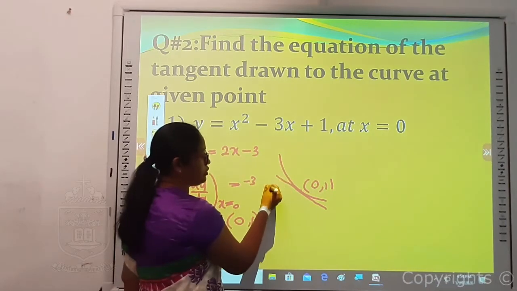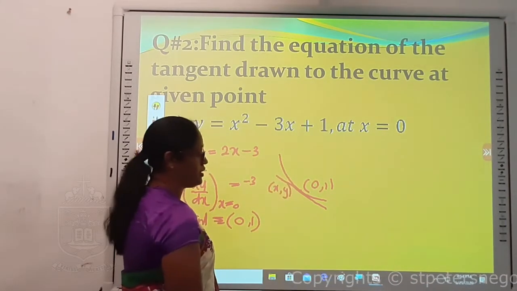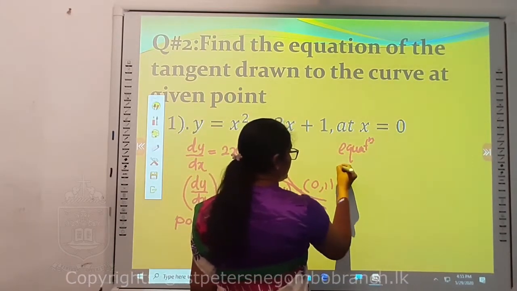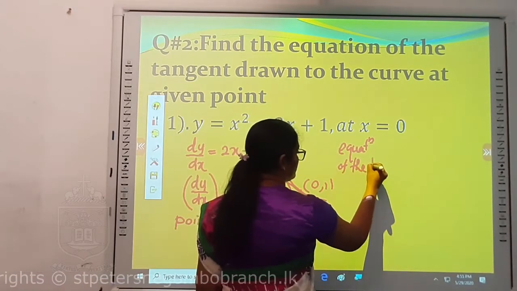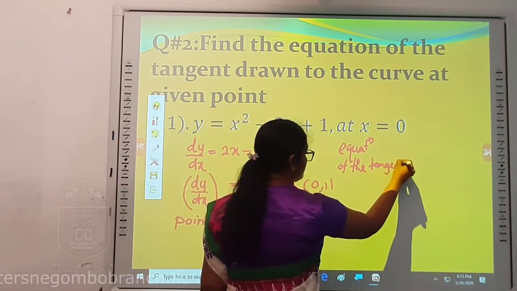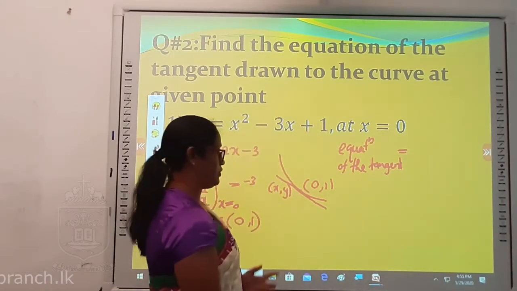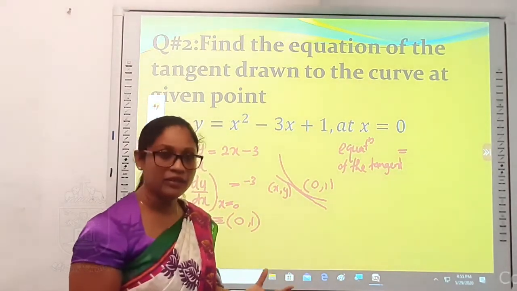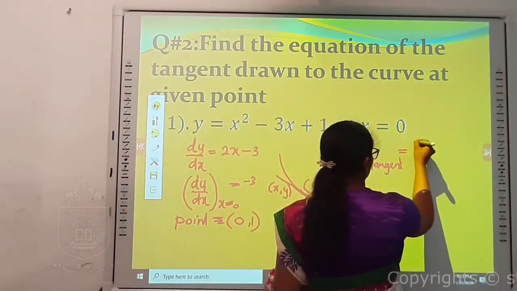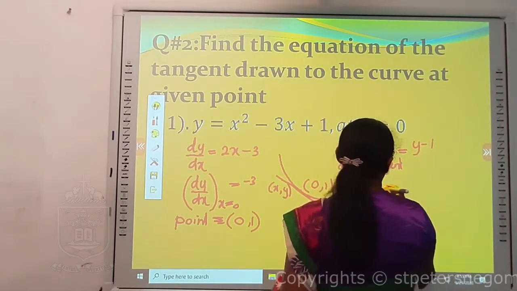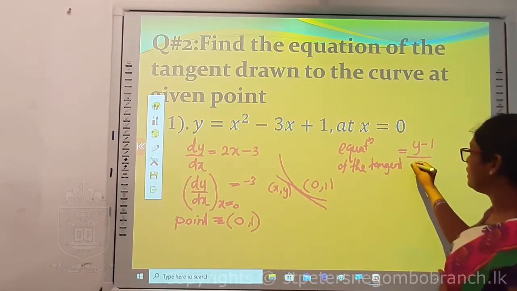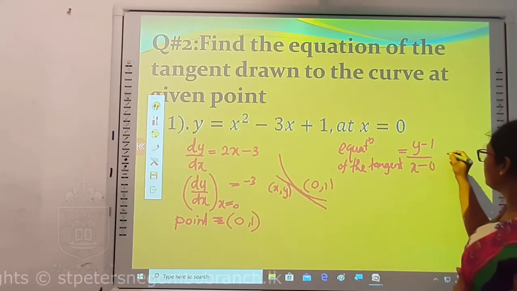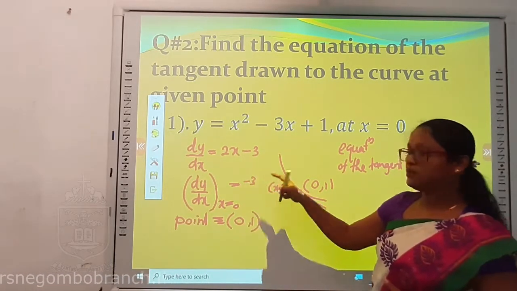So I take a general point (x, y) to write the equation of the tangent. Using these 2 points, we can write the gradient. That gradient can be equated to the gradient that we found here, right? So the y difference, y minus 1, over x minus 0, right? This is the gradient I have written using these 2 coordinates, and this should equal the gradient we found, that is minus 3.